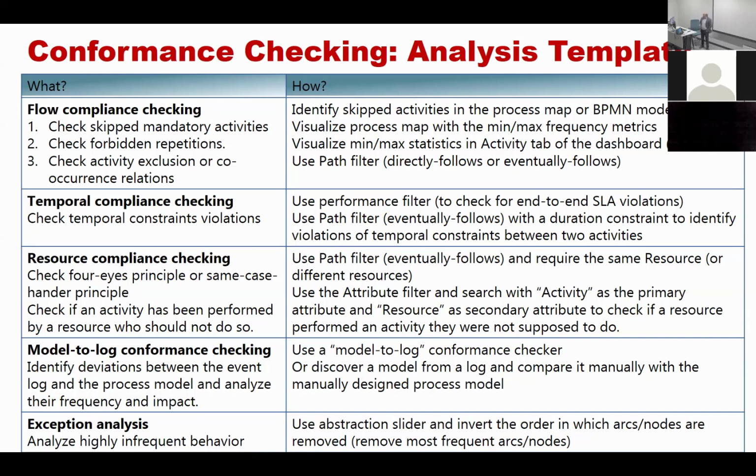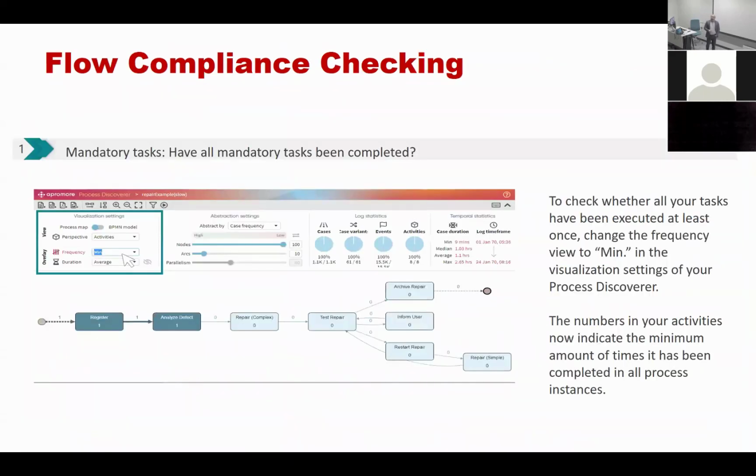The first task in this conformance checking template is flow compliance checking. Flow compliance checking can be done initially at the level of the process map. If you want to dig deeper, you have to go into the filters. At the level of the process map, one of the things I usually do is to play around with the aggregation metrics that I am displaying on my process map. And I like to move to the maximum and the minimum because they usually tell me a lot about certain types of flow compliance rules.